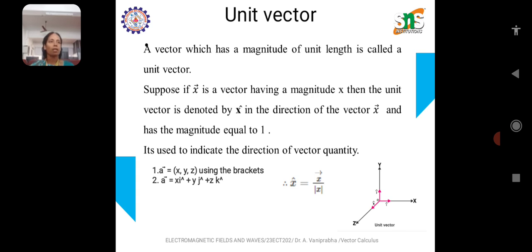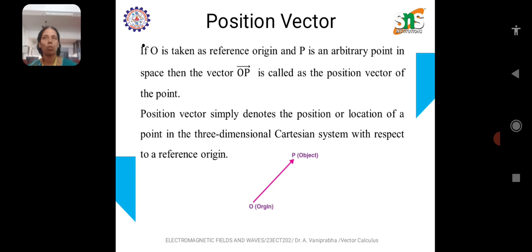So everywhere in this drawing, in the x-axis, the red indicates the unit vector. In the y-axis also the red indicates the unit vector, and in the z-axis the red arrow indicates the unit vector. Unit vector simply represents the direction of the vector, whereas its magnitude is always 1.